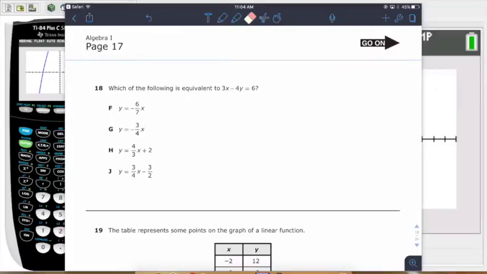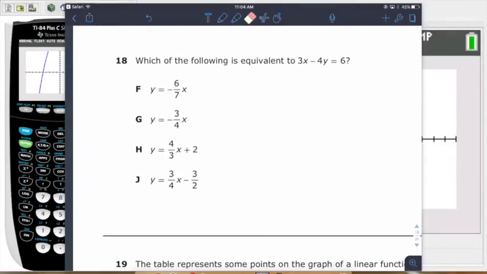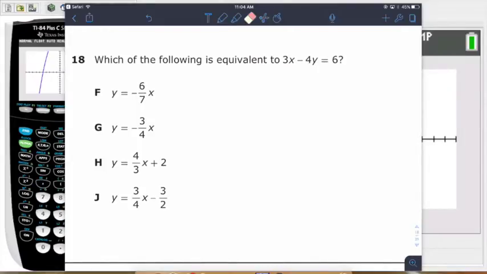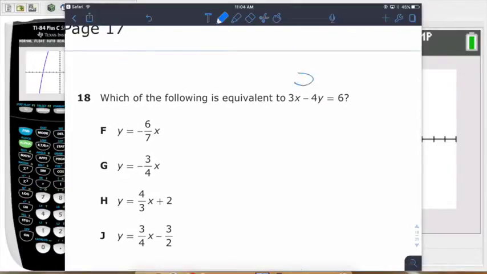Okay, which of the following is equivalent to this equation? 3x minus 4y equals 6. Notice that all of these here are solved for y. So essentially what they're trying to ask us to do is solve for y.